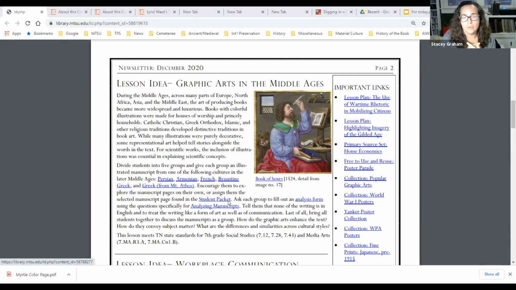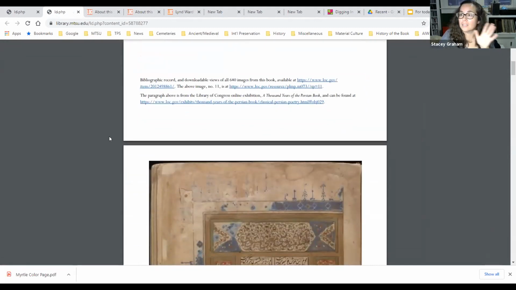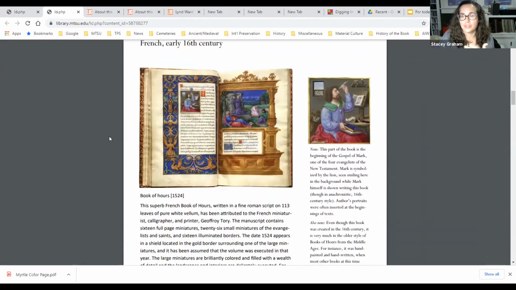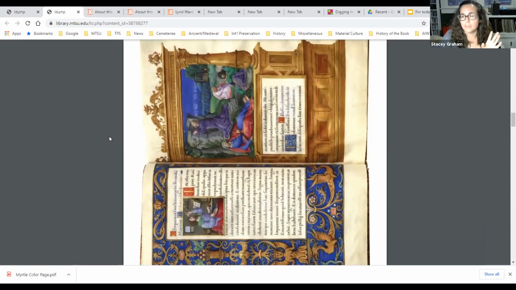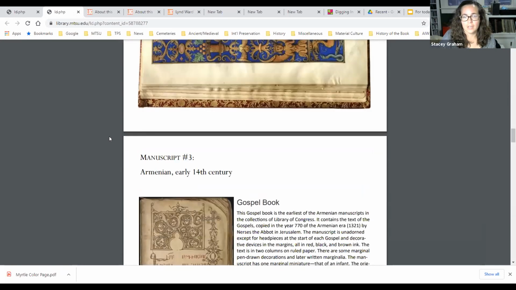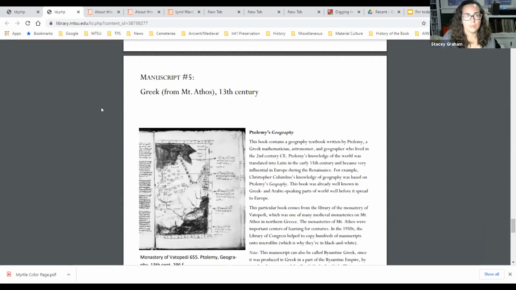There is a student packet that goes along with that of pre-selected items that you can just give to your students in hard copy or online. It looks at how the illustrated page works with the text and how it might have helped people access things in books. We have blurbs with background information as well as a closer look, so you don't even have to zoom in on your computer. So going through those examples.